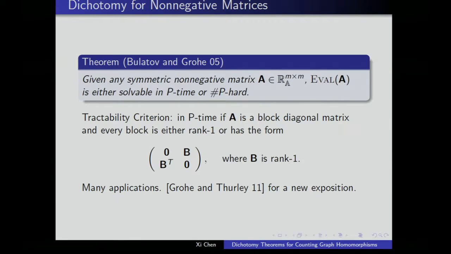So after the dichotomy of Dyer and Greenhill for counting graph homomorphisms, or equivalently for 0-1 matrices, we have this dichotomy theorem by Bulatov and Grohe in 2005. It's the same statement, but now for non-negative, symmetric matrices.